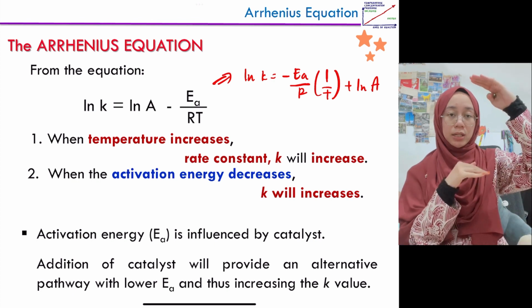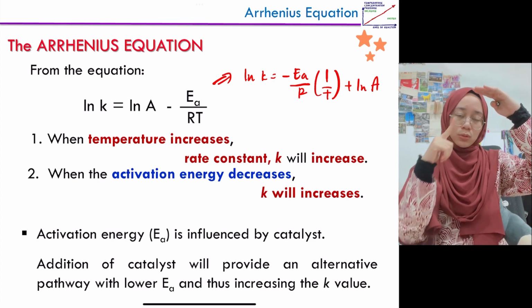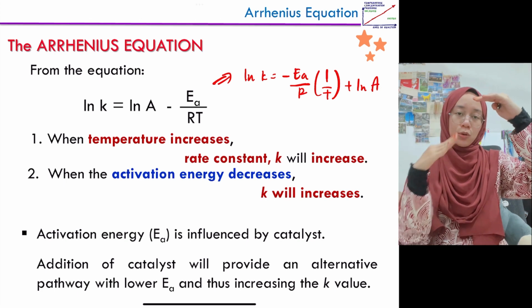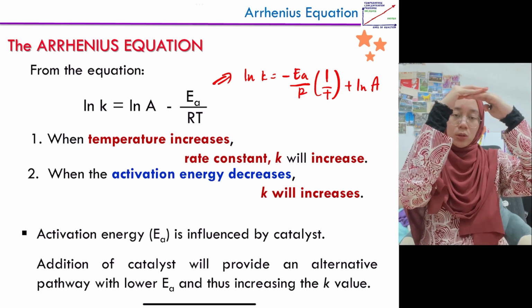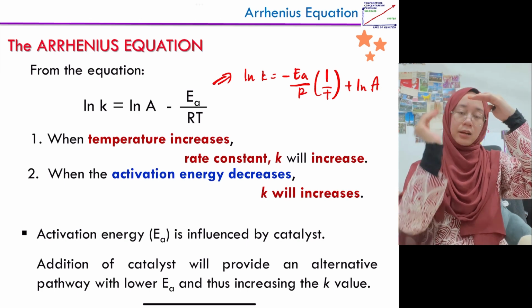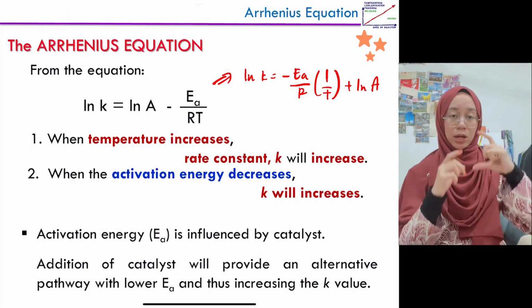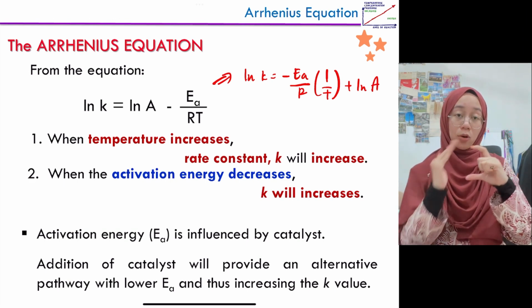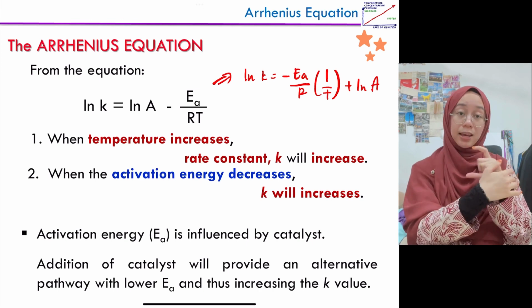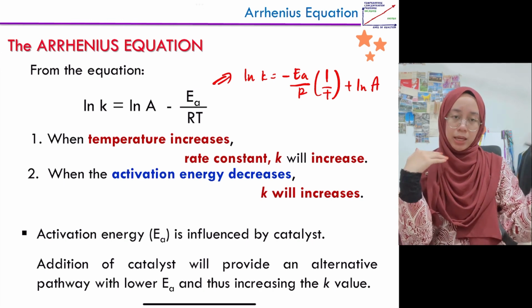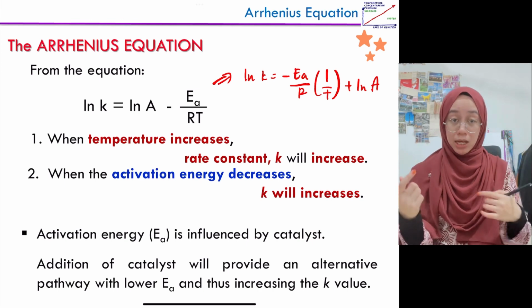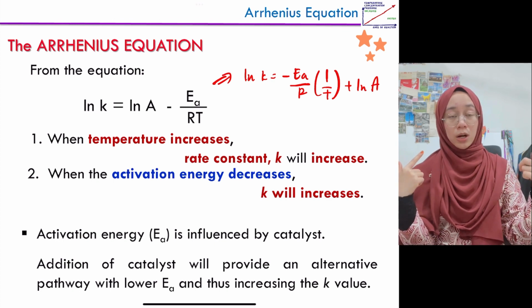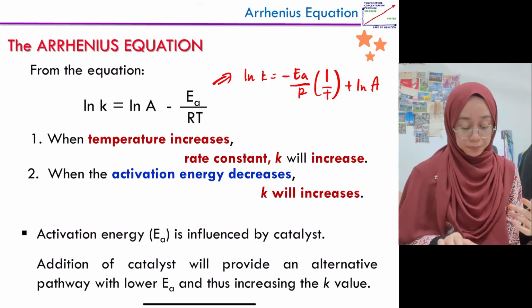Sebab kalau activation energy tinggi, so susah kita punya molekul nak lalu yang ni kan. Okay, so less molecule mungkin yang akan dapat react compared to kalau a lower activation energy, more molecule boleh react. Okay, so EA dengan K inversely proportional. Okay, kalau temperature dengan K directly proportional.